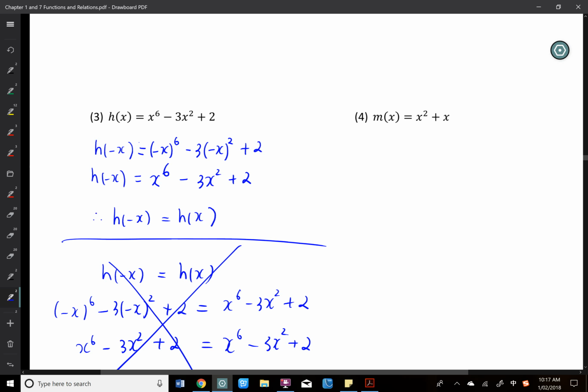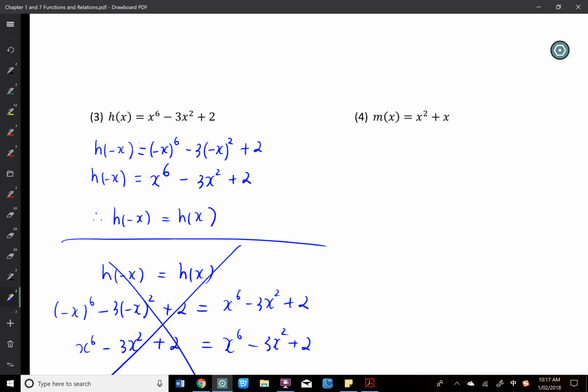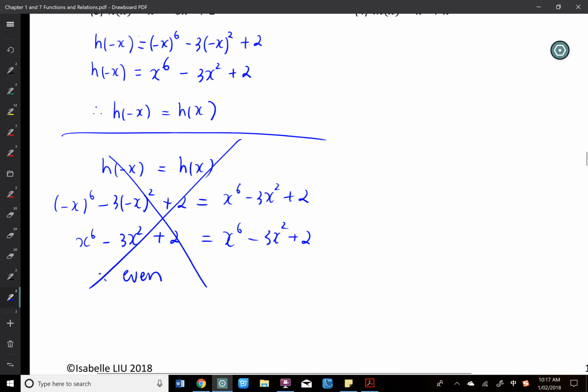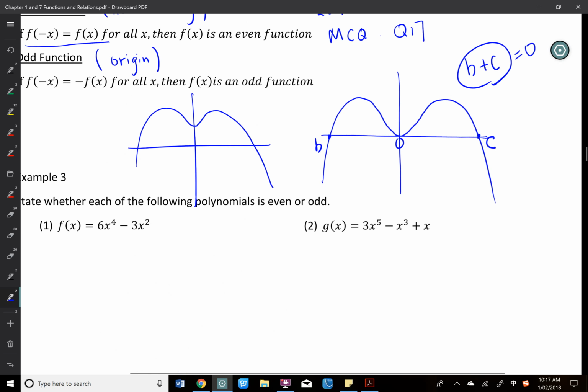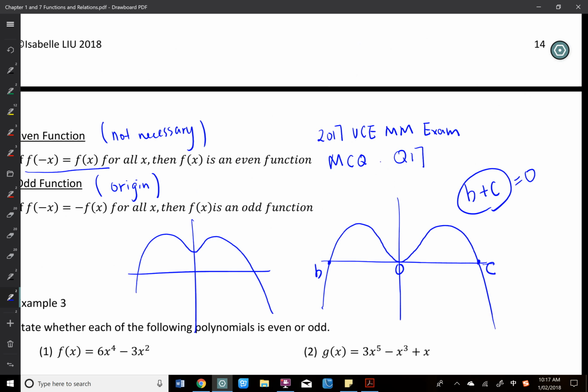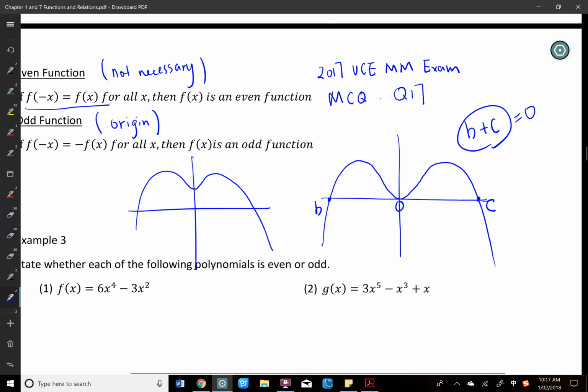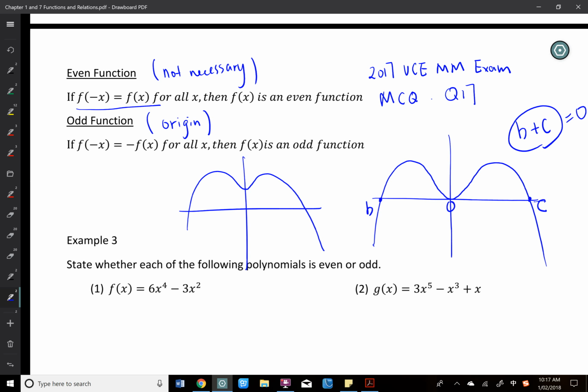So you should start them separately. Left hand side, right hand side, then they are equal. That's the correct way to prove them. Okay, so I'm not going to talk more about it. The only question I see in the VCE paper is the 2017 last year paper, question 7, multiple choice question 17, talking about even functions. So it's better we are aware of it and prepare for it.